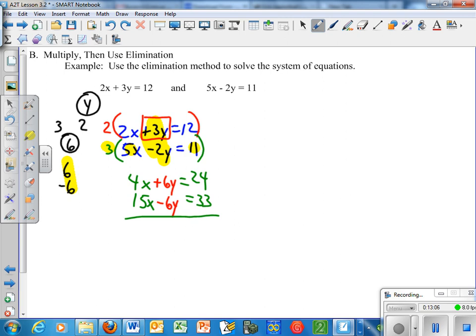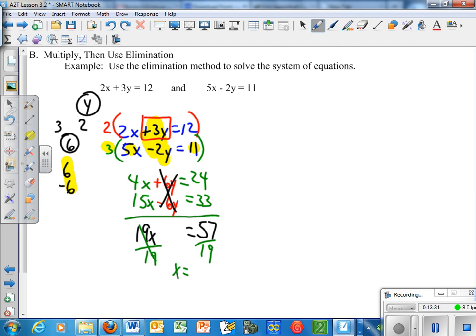So now you do elimination. You add in columns, okay, because everything's lined up. These eliminate, that's 0y. These are both positive, so that's 19x. 24 and 33 combined is 57. So I have 19x equals 57. How would I solve that for x? I divide by 19.